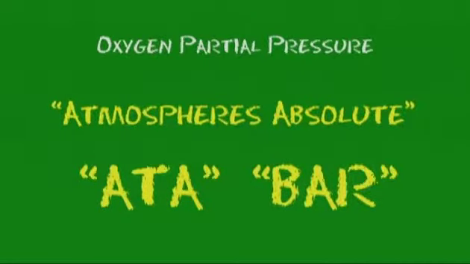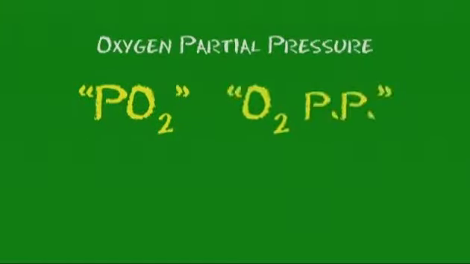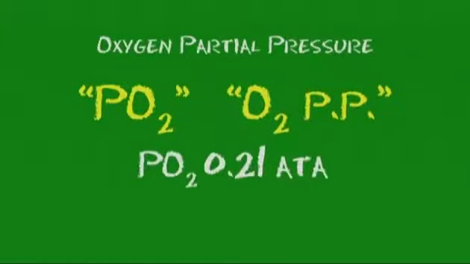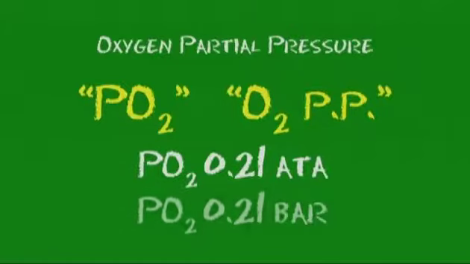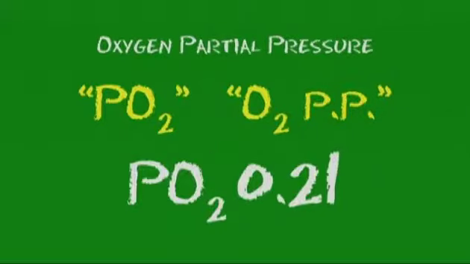You can use the terms interchangeably with respect to this course. Oxygen partial pressure is sometimes abbreviated PO2 or O2PP, as in PO2 0.21 ATA or PO2 0.21 bar. It's common to drop the ATA/bar reference and just say PO2 0.21.